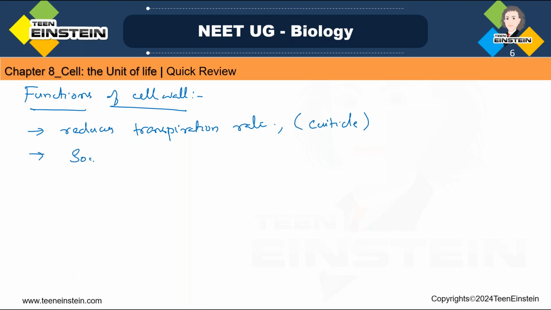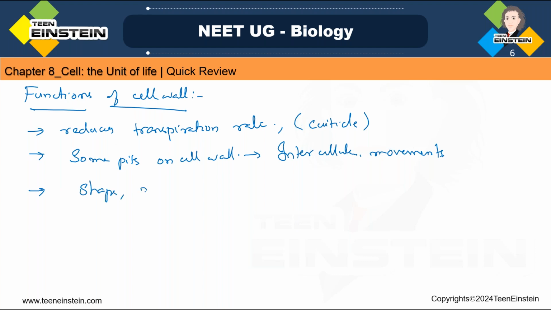On the cell wall some pits are present, so that is helping for the intercellular movement of materials, and cytoplasmic continuity is maintained with the help of these pits which are present on the cell wall. Clear? And the cell wall is providing shape and mechanical strength, that we have already told.